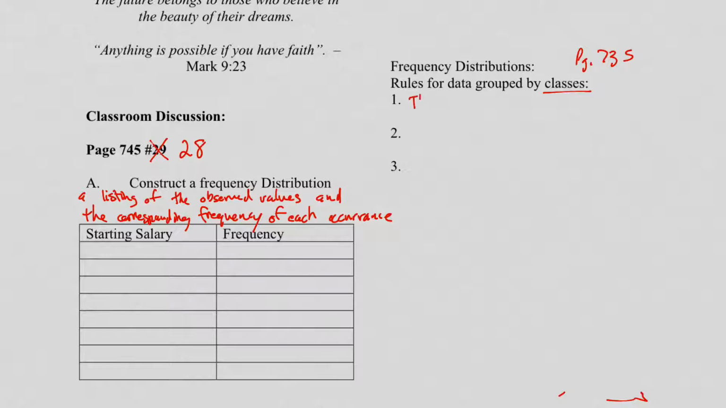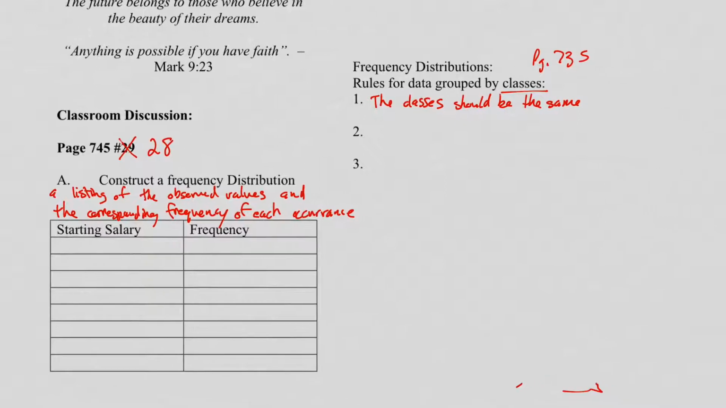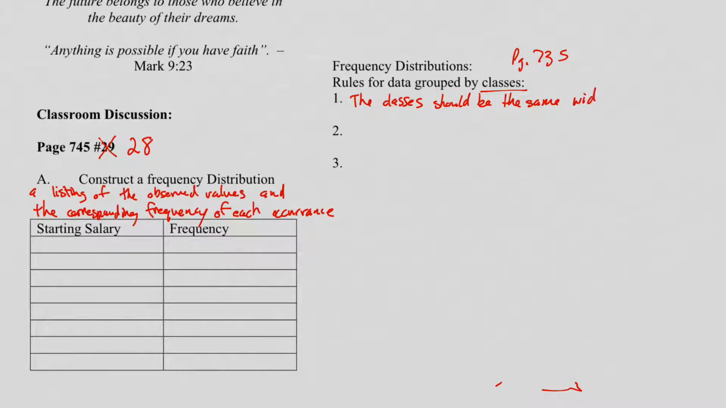The first rule is that the classes or categories should be the same width, okay? In other words, from what number to what number are we going to use? Every single category is going to be equal width. Of course, that's not a physical width. That is just as far as the numbers go in our set.